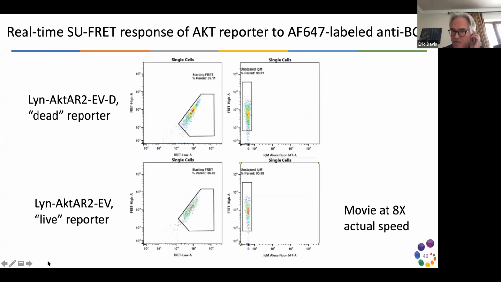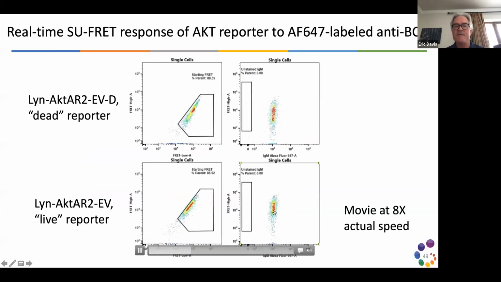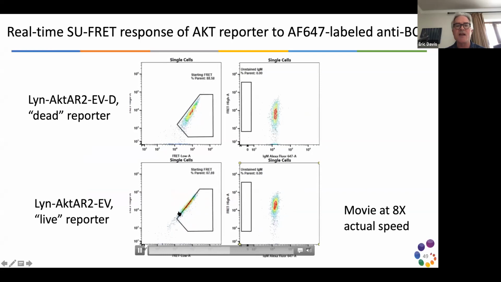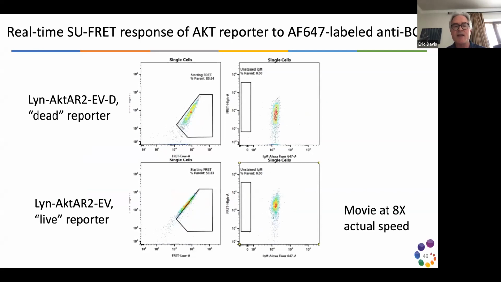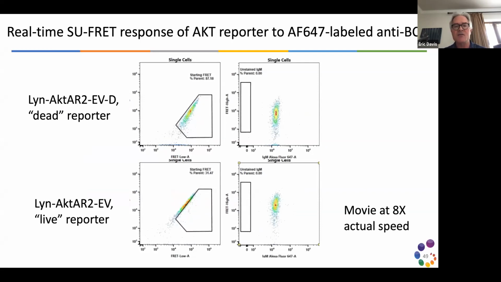And then just to prove that this is something that can be seen in real time, I'll show you a movie in which we're going to take AKT reporter cells and stimulate them with the labeled anti-BCR. So there they go. They are now coated in anti-BCR. The dead reporter cells' FRET stays in the same area, but the live reporter cells move out of that area. It doesn't move quite as far as what I've shown you previously because that was a 30-minute endpoint assay in culture. But in real time, you can see cells with different FRET levels by spectral unmixing.